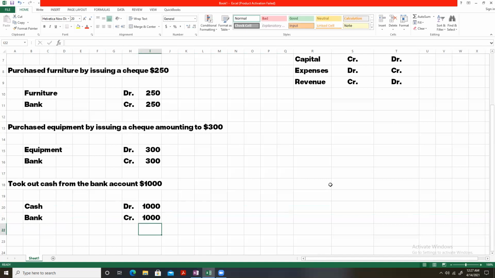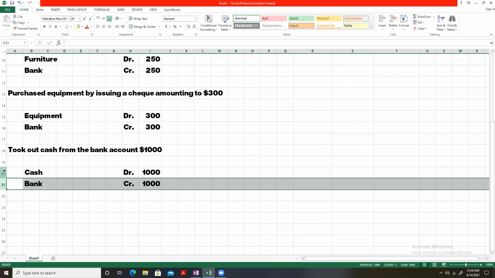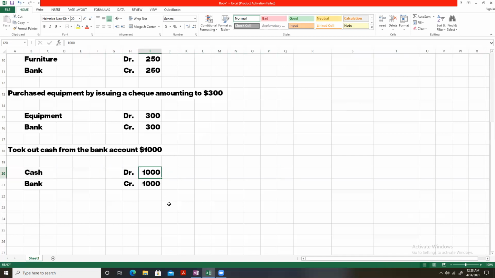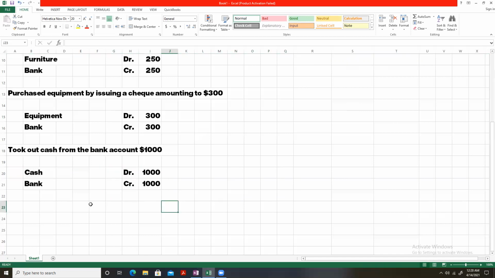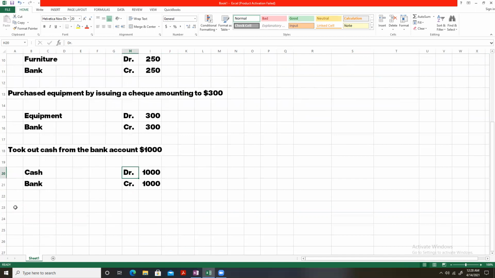Since we are taking out cash from the bank account, the bank balance will go down. The bank balance will reduce as a result of this transaction. So we will credit the bank account balance, but we will debit the cash. The cash that we have taken out of the bank account, we will use in the business. So this cash is increased in the business, and cash is an asset. That's why we have debited the cash account here.